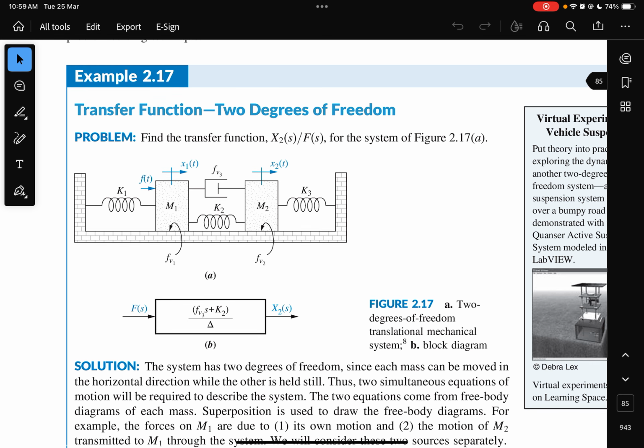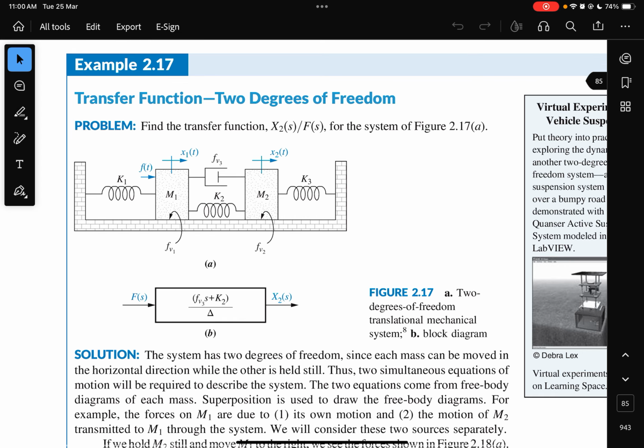The system has in total 3 springs and 1 viscous damper. New here is the friction coefficient. Here we introduce Fv1 and Fv2, which is the friction coefficient, the force that resists, one of the forces that will resist the force of f(t). And we need to find the transfer function as shown in 2.17b, (Fv3 s plus K2) over delta. So this one I will explain in detail, what is delta and all that.